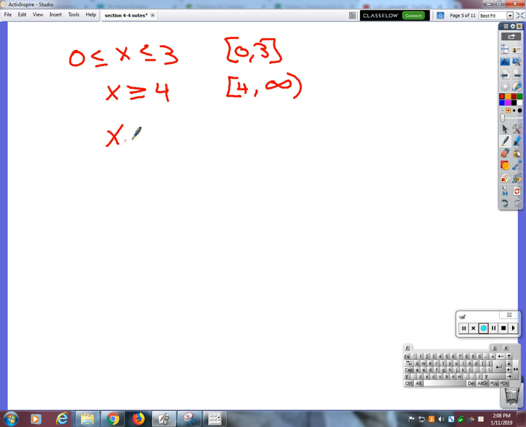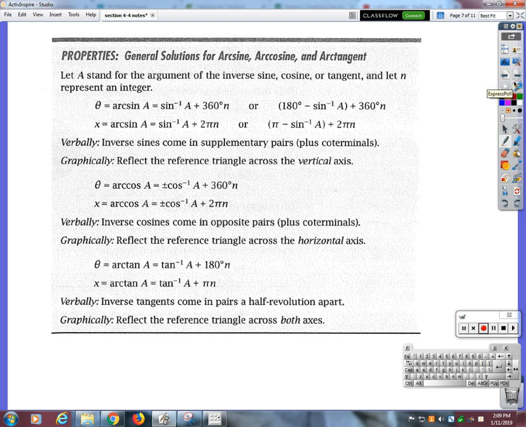Same thing would be if I switch this around and said x is less than 6. How would I write that using interval notation? I'd have an open bracket, and then negative infinity, not infinity, and then to 6. Okay? And in this case, since it's x is less than 6 but not equal to 6, it's also a round bracket. Because negative infinity is less than 6, infinity is greater than 4. So if it's a less than, I have to use negative infinity. Okay?